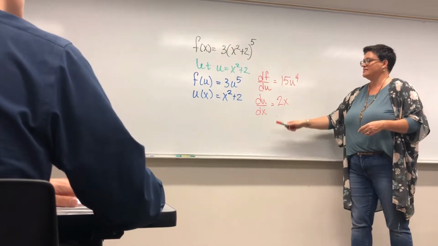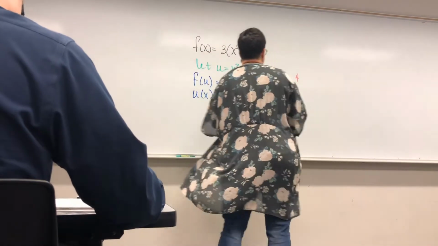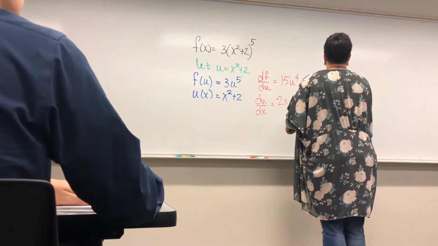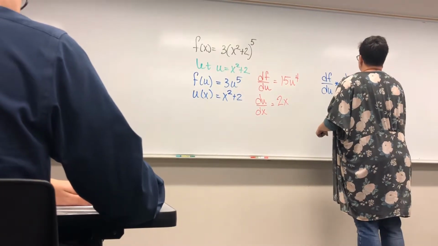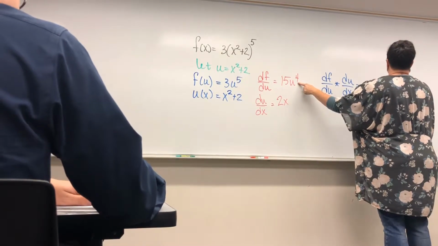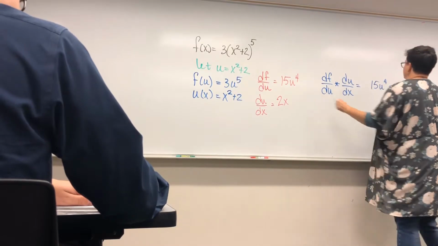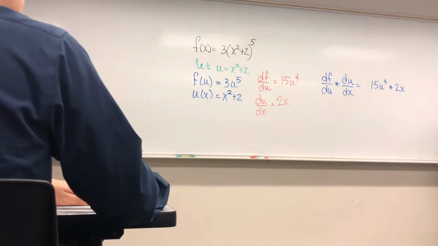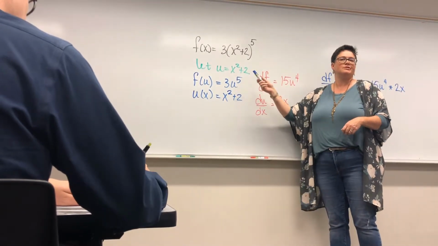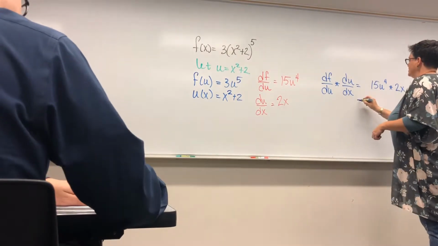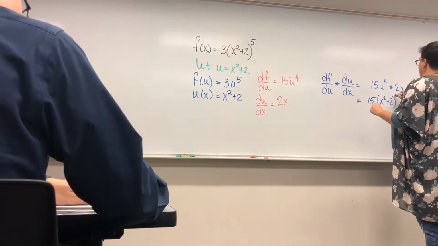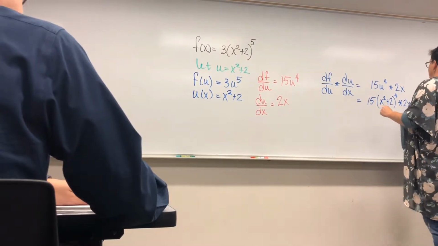So if I multiply this and this, I'm gonna get this. The derivative of f with respect to u times the derivative of u with respect to x is gonna be 15u to the 4th times 2x. Is that right? Well, what was u again? U had a value, so we're just gonna back substitute now. So that's actually 15 times (x squared plus 2) to the 4th times 2x.